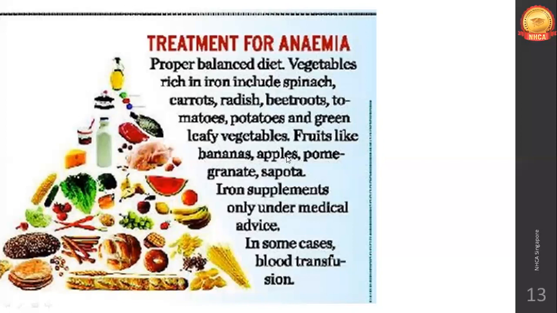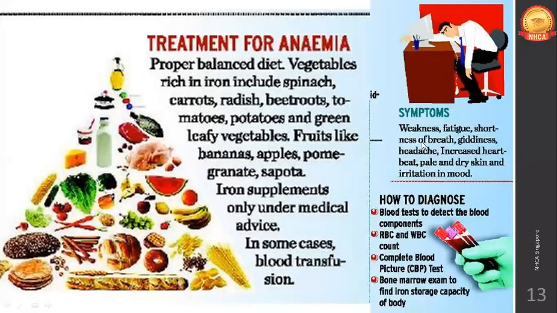India. Okay, so vegetables rich in iron should be included in your diet: spinach, carrots, radish, beetroots, tomatoes, potatoes, green leafy vegetables, fruits like bananas, apples, pomegranate. Sapota is the chiku. Iron supplements should be taken under medical advice, and in some severe cases like hemorrhage or any medical conditions in which a lot of blood loss has taken place, in that case, blood transfusion. And in severe forms of anemia, also blood transfusion will be required.